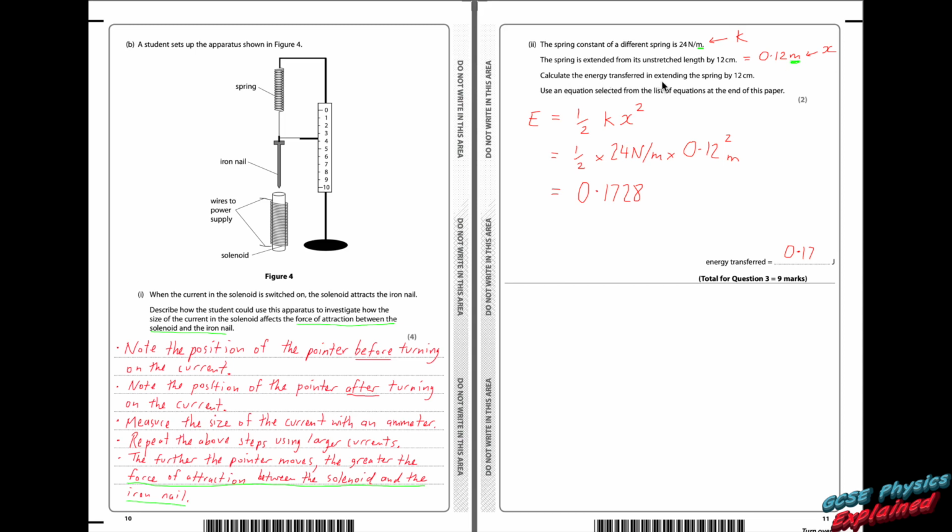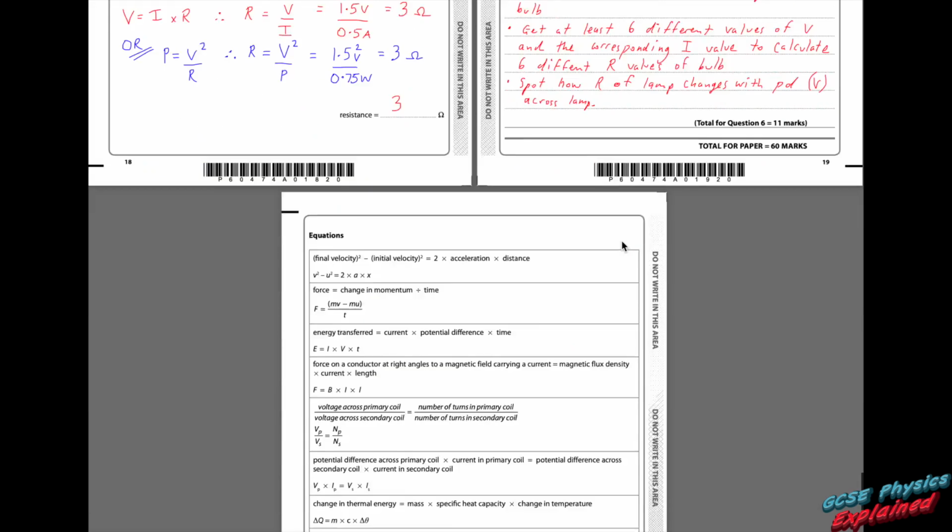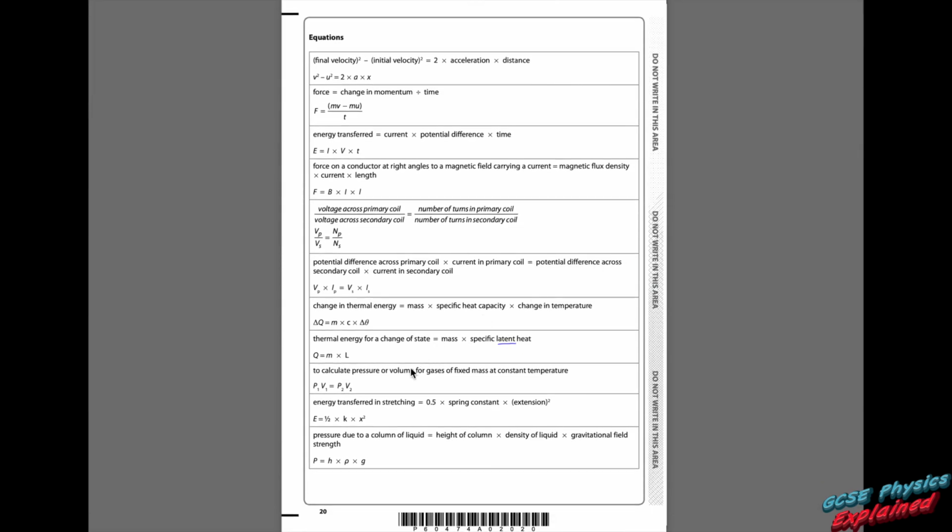Calculate the energy transferred in extending the spring by 12 centimetres. Use an equation selected from the list of equations at the end of this paper. So the equation that's got the spring constant in is this equation here, and you'll notice it's also got the extension, and we're trying to work out the energy. So we've got everything we need. Energy is a half kx squared.